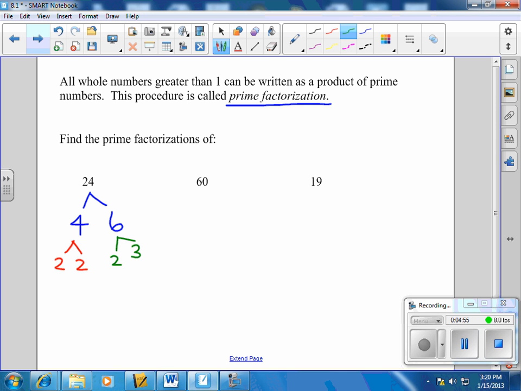Since 2 and 3 are both prime, I now have my prime factorization. And this means that 24 is the same as 2 times 2 times 2 times 3. And you can always test this to make sure that it's true. Type that into your calculator and you will definitely get 24. Try 60 and 19 right now on your own and pause the video.